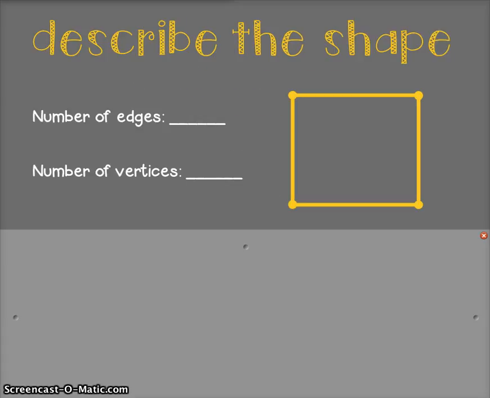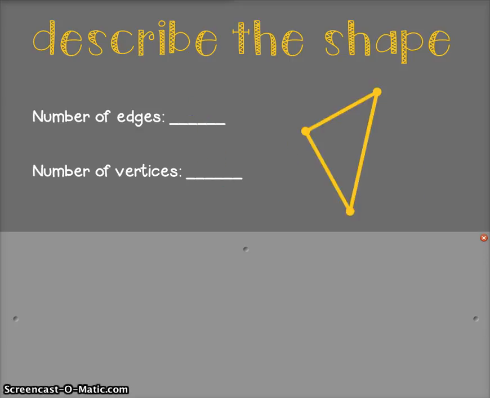So let's describe the shape. Now that we know about vertices and edges and we know about sides, let's see how we can apply it. How many edges does this shape have? 1, 2, 3, 4 edges. How many vertices does this shape have? 4 as well. Let's take a look at the next one. What about this shape? How many edges does this shape have? 3 edges, or sides. How many vertices does this shape have? 3 vertices.